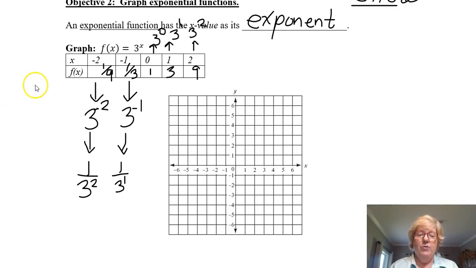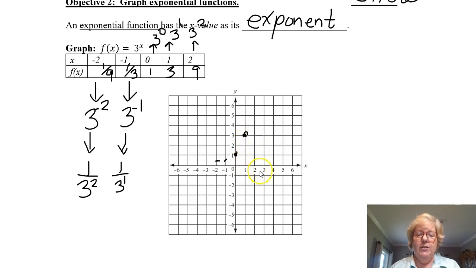When I graph those values, I'll go -2 and then 1/9, which is barely a little blip on the screen there. Then I have -1 and 1/3. Again, barely a little blip on the screen. Then I have 0, 1. So I go 0 and then up 1. So there's a point. Then I have x is 1, y is 3. So I go to my x is 1 and then I count up to 3.